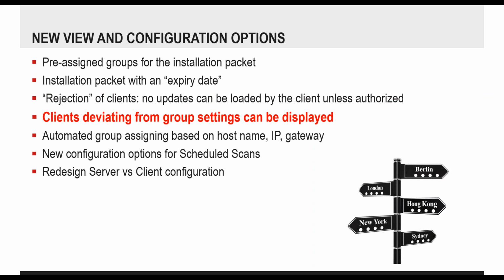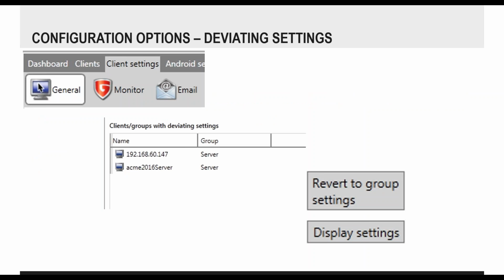Another new feature is that clients deviating from group settings can be displayed. I don't know if you know what it was like in the past, but if you had a group of clients in your console and one or two of these clients had different settings to that group, it was possible to see that there are clients in that group that have different settings. The problem was actually trying to find those clients. It meant clicking through all of those clients in that group to find out which one had the incorrect settings.